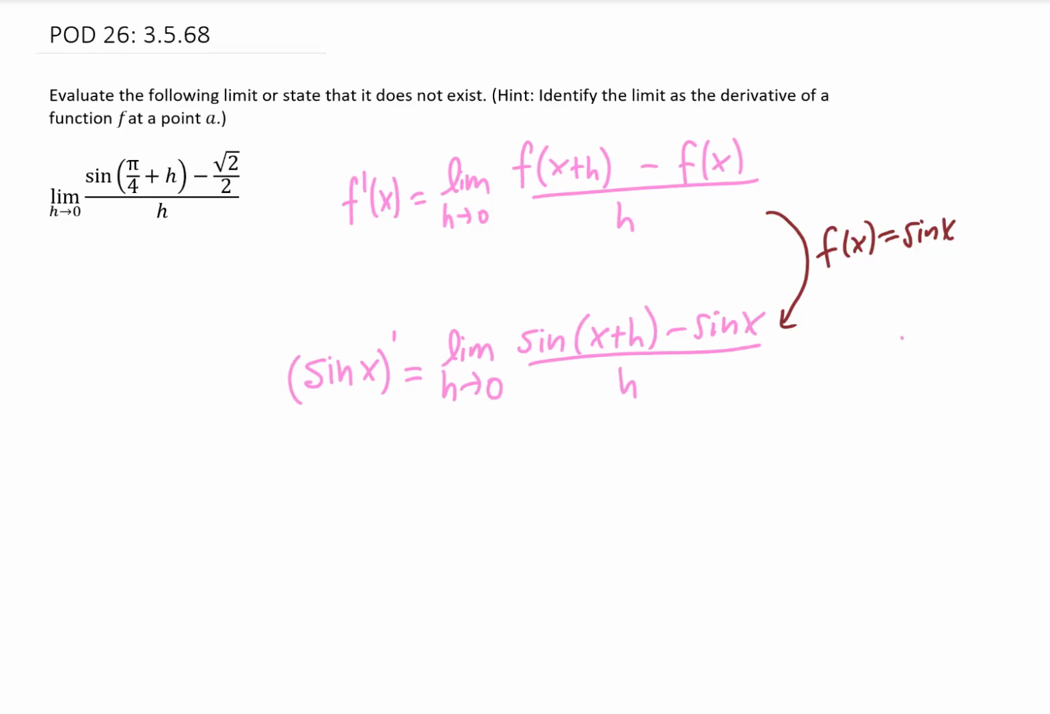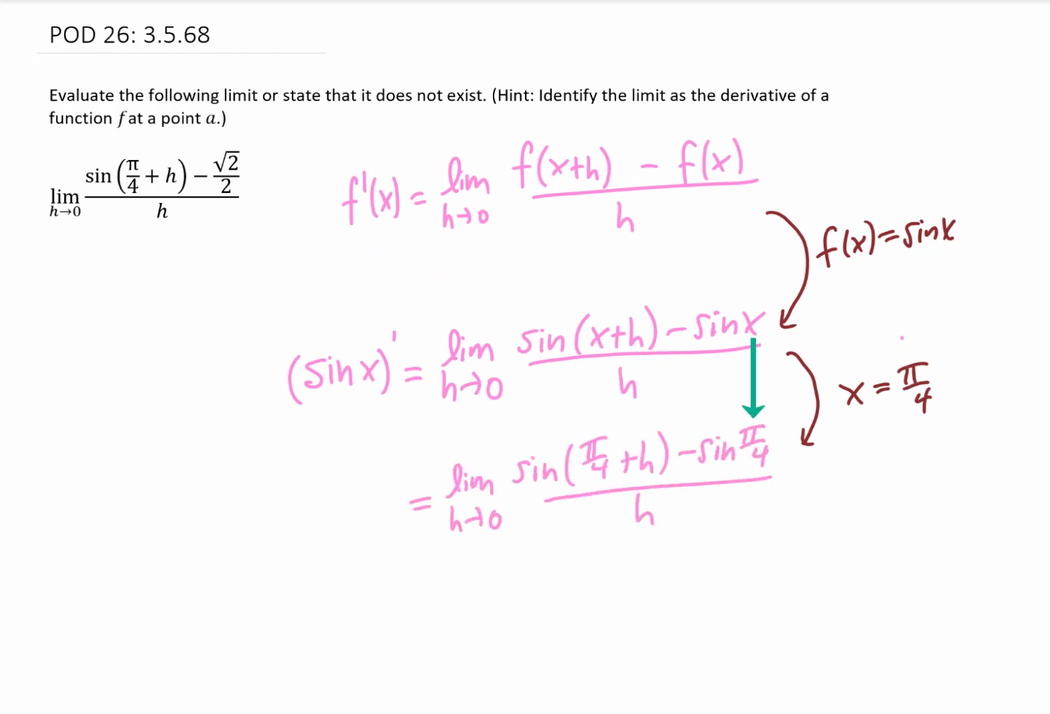Well, is there anything else that we can do to make our definition of a derivative look more like the problem that's given? Well, it looks to me like instead of x in our definition of a derivative, at least right here they're using pi over 4. So let's replace x with pi over 4 and see what we get. Well, hey, now that looks a lot more like the problem that we're given.